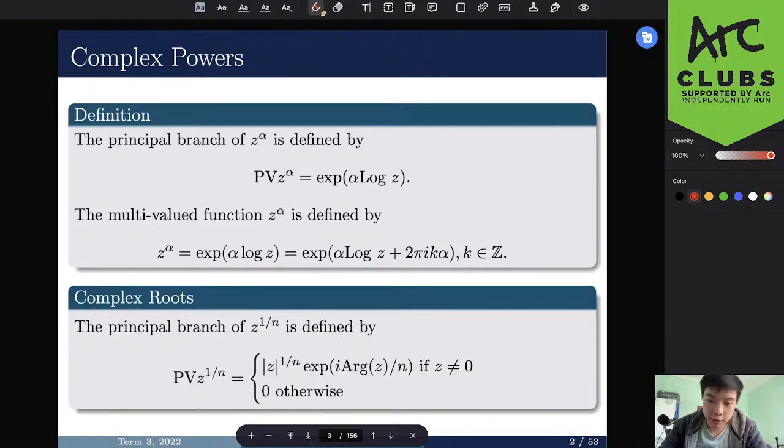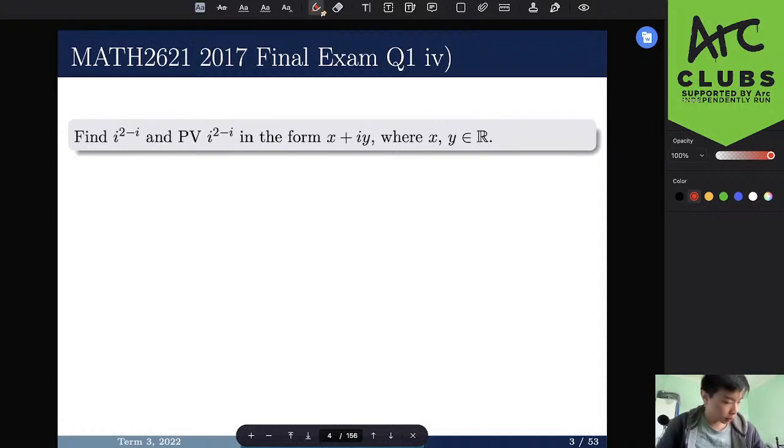Now we also have complex roots, where z is put to the power of 1 over some natural number, or well, of course not natural number, some positive integer, and we have the principal value being equal to the modulus of z to the nth root, and then we have that multiplied by the exponential of i times the principal argument over n. And of course, if z is equal to 0, we define the root to also be equal to 0. Now, let's calculate some complex powers.